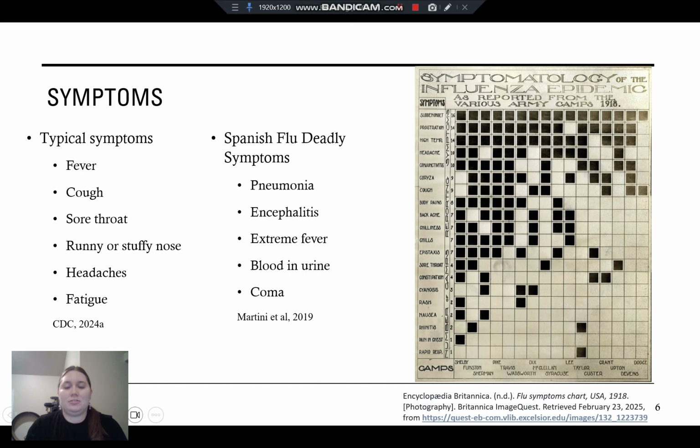However, Spanish flu also had some really deadly symptoms like pneumonia, encephalitis, which is the swelling of the brain, extreme fever, blood in the urine, or even coma.